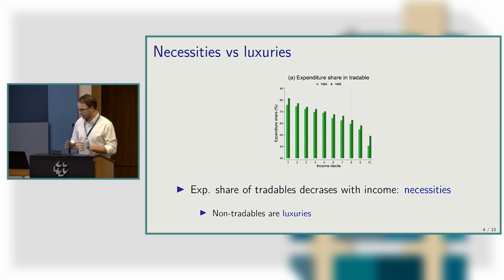And then the last important evidence here is the consumption shares of tradable goods. And as he shows, these expenditure shares decrease with income. So we can interpret tradables as necessities and non-tradables as luxuries. And that's what he does.